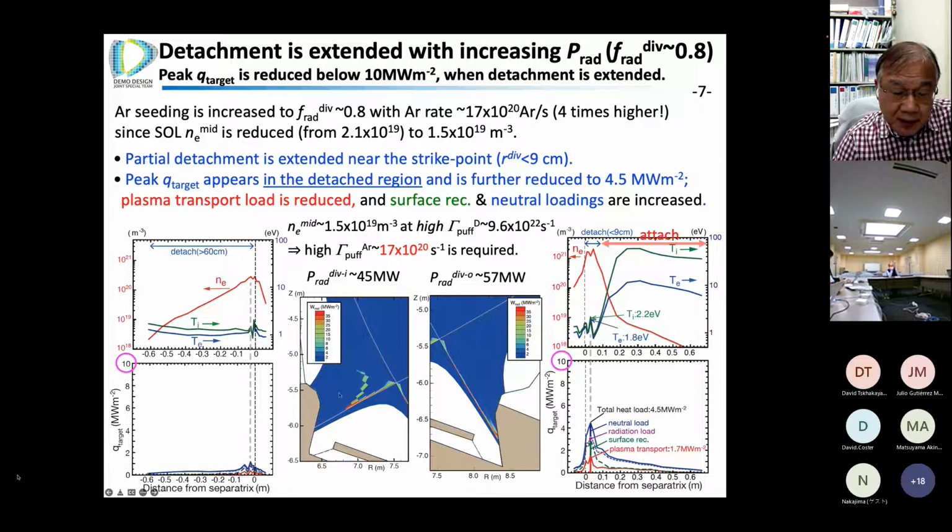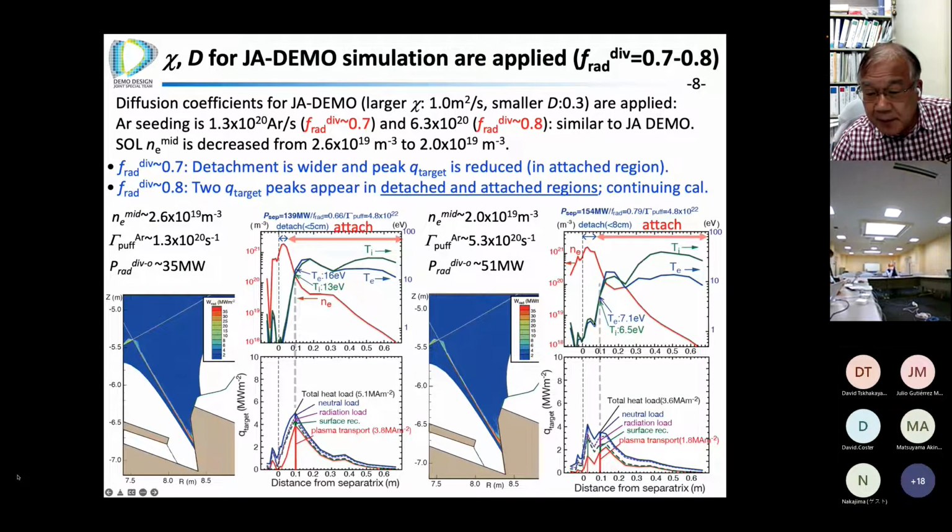The inner divertor is fully detached right here, and the outer divertor radiation increases on the leg, and the detachment region also increases to about 8 centimeters. So the peak heat load temperature also gradually increases. Therefore, the peak heat load is reduced to less than 4 megawatt per square meter, like here.